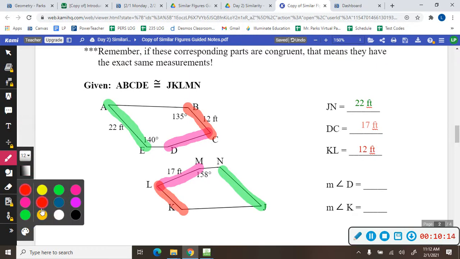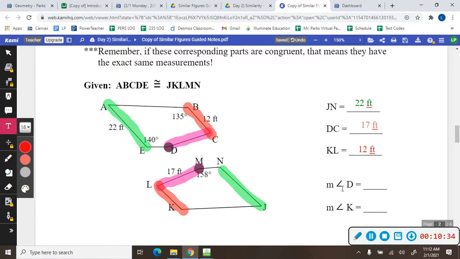And then from here, measure of angle D, here's D, so that's the fourth one. That should be congruent to the fourth one, M. So D and M should be congruent. M is 158, so D must also be 158.